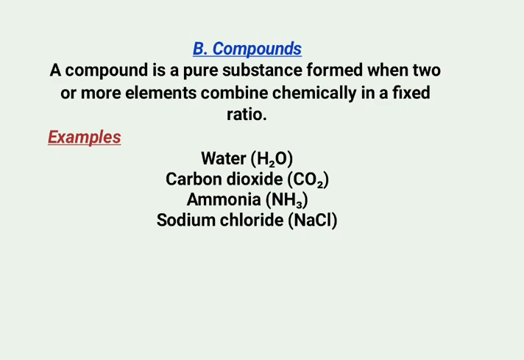So the B part is compound. A compound is a pure substance formed when two or more elements combine chemically in a fixed ratio. What are the examples of a compound? We have water, carbon dioxide, ammonia, sodium chloride.